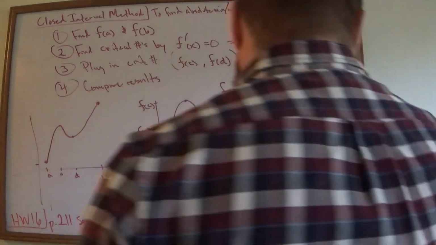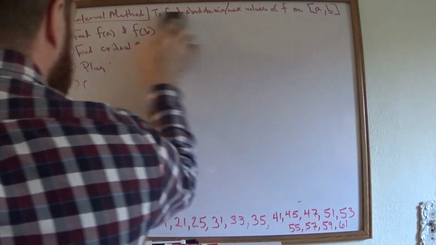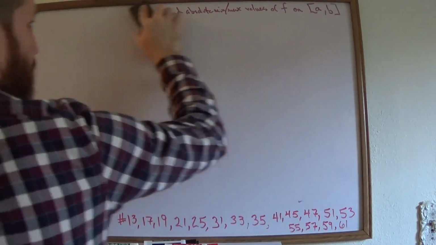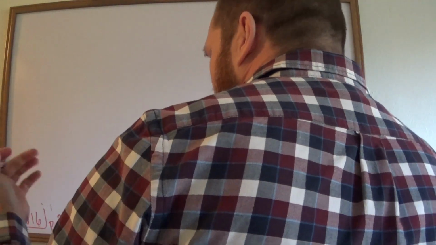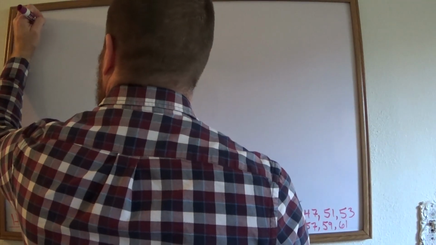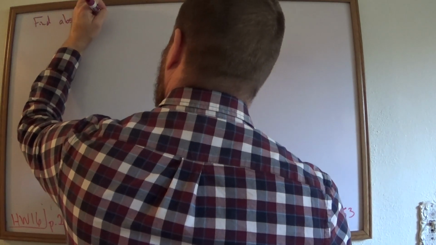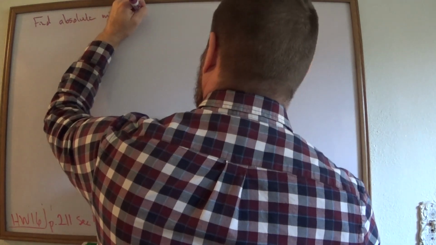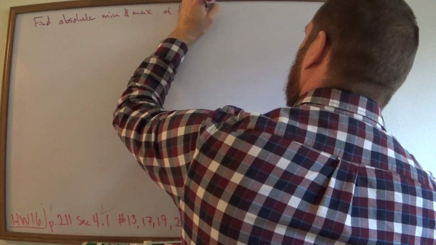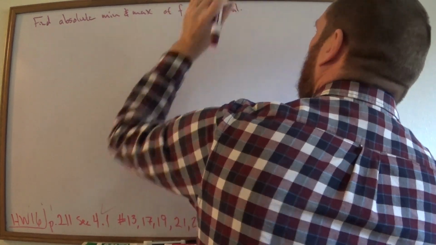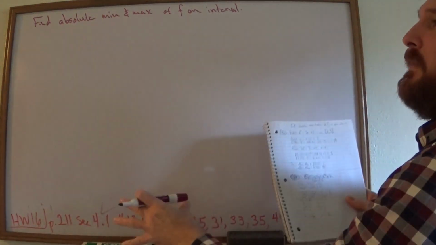Okay, so here's an example of using this method. And this is what a lot of your homework is. It says, find absolute min and max of f on the given interval. So again, this is where the absolute or global comes in. On the interval, we're assuming that's the entire domain.